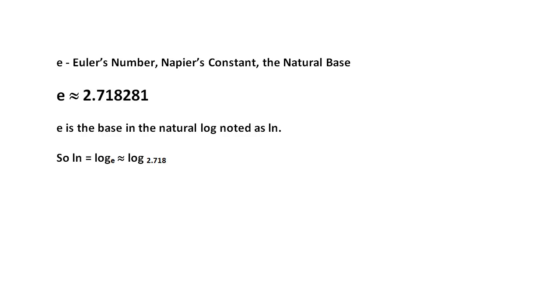Okay, we have another exponential function to talk about, but before we can do that, I need to introduce a number for you called e. E is an important number in calculus limits, in continuously compounded interest, and also in exponential decay. It is an irrational number. We approximate it to 2.718281, and it is the base in the natural log. The natural log is notated as ln. So the natural log is the same thing as the log base e, which is approximately equal to log base 2.718.